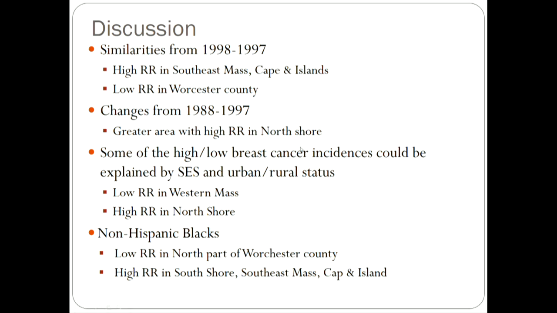Some of the high and low breast cancer incidences or relative risk could be explained by socioeconomic status and urban-rural status, because there is lower relative risk in Western Massachusetts and higher relative risk in the North Shore area here.